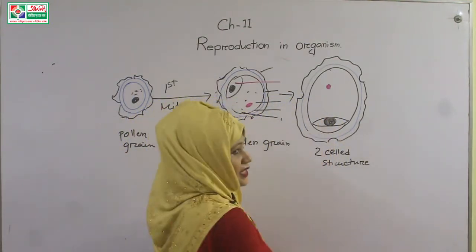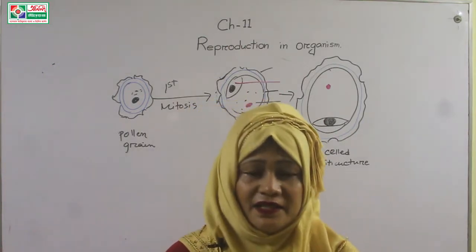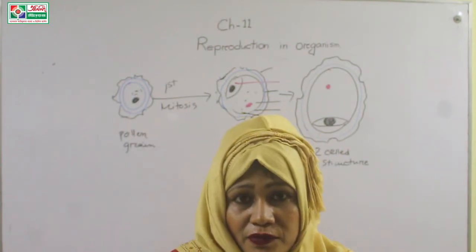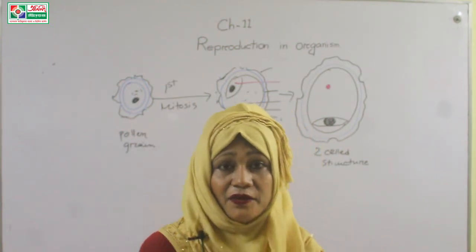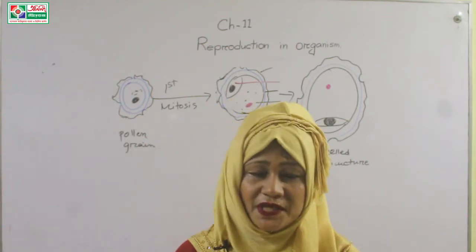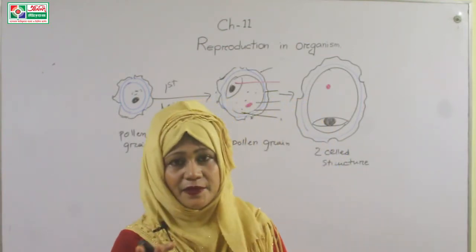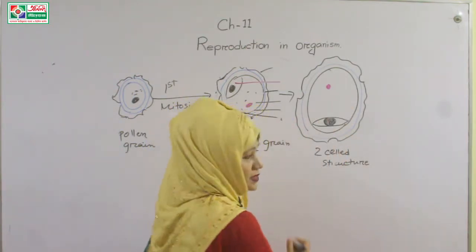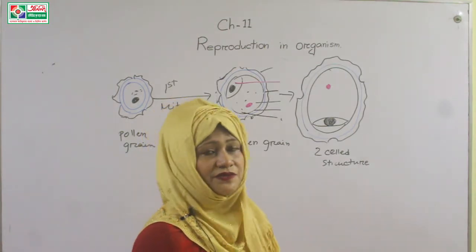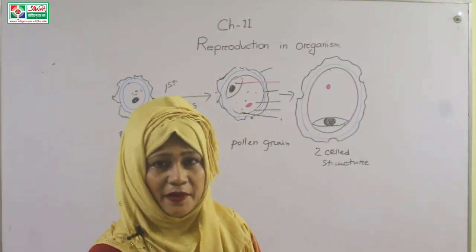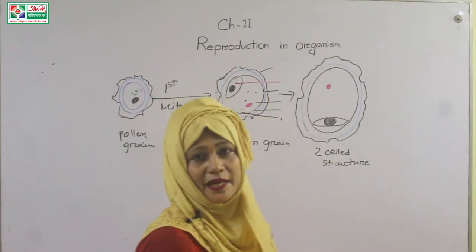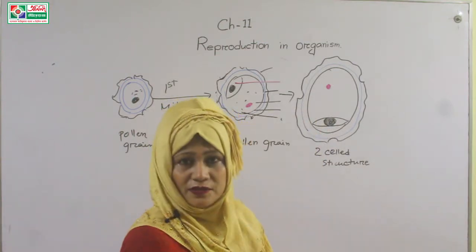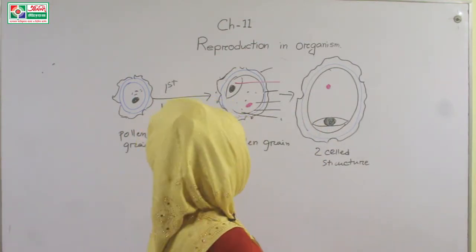Again, the vegetative cell contains different types of cytoplasmic organelles, reserve foods and cytoplasmic RNA. But in the generative cell you will not find any of these materials. The vegetative cell is also known as the tube cell, and the generative cell is known as the gamete cell, because from the generative cell gametes will be produced, and from the vegetative cell the pollen tube will be produced.